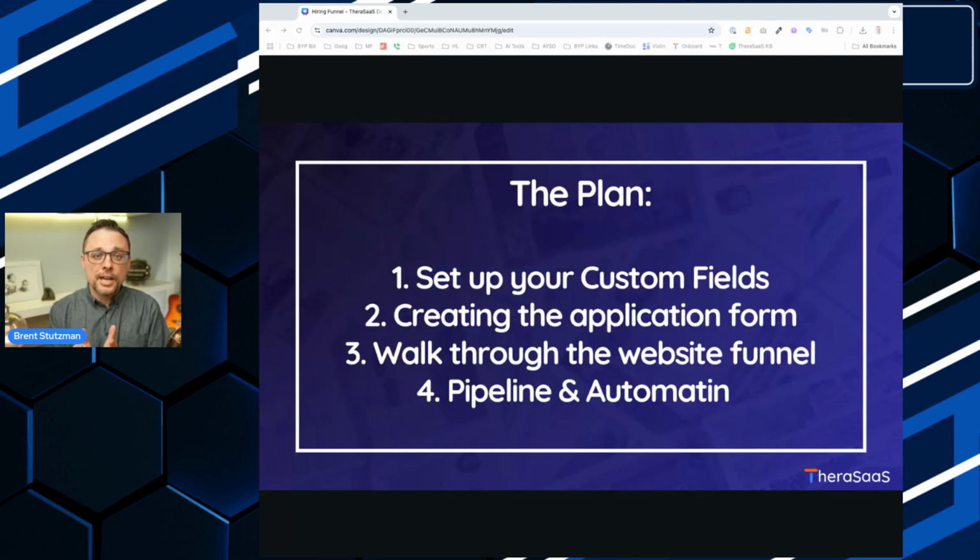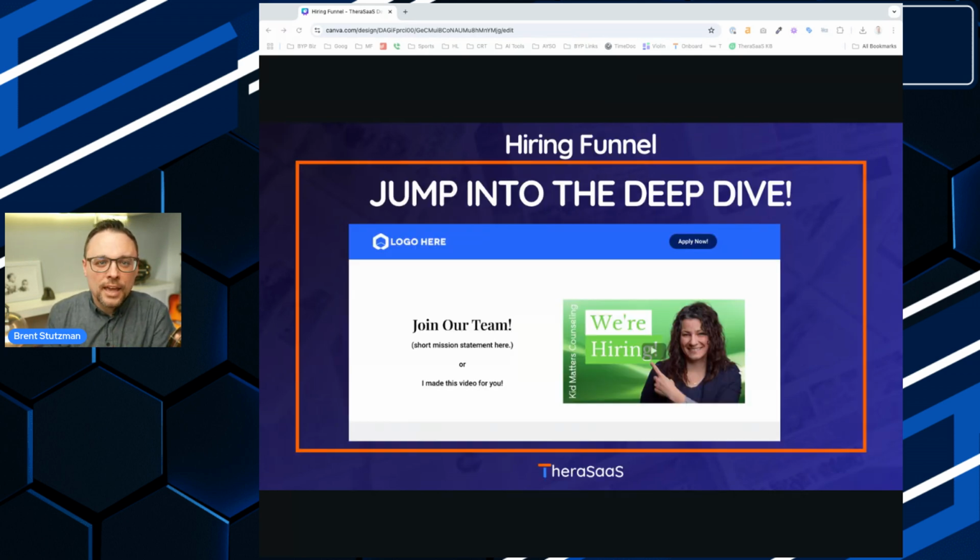All right, so here's the plan. We're going to look at setting up your custom fields, creating an application form for new hires, walk through a website funnel, and what that is like, what are some of the things you should be putting on your hiring page? And then look at a pipeline and automation. And then let's jump in. Okay, so let me switch windows and we will get going.